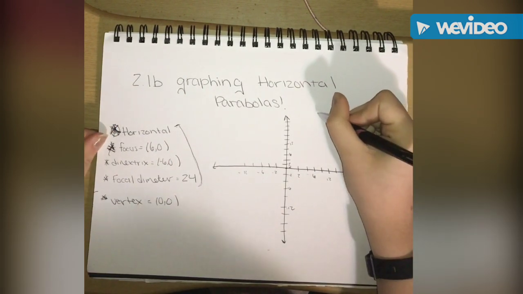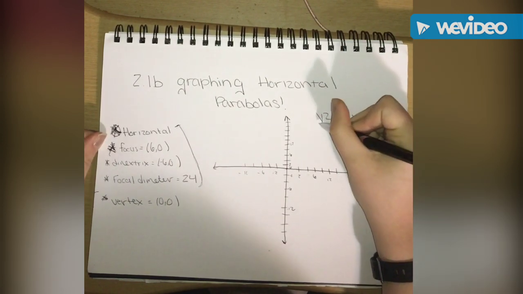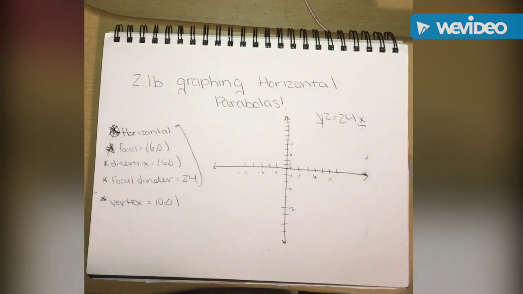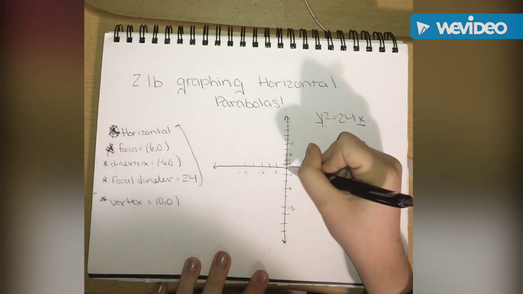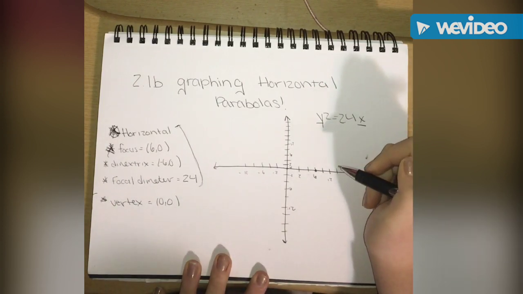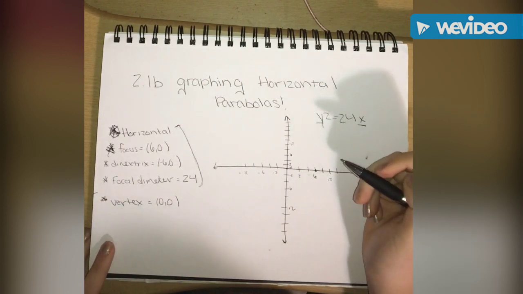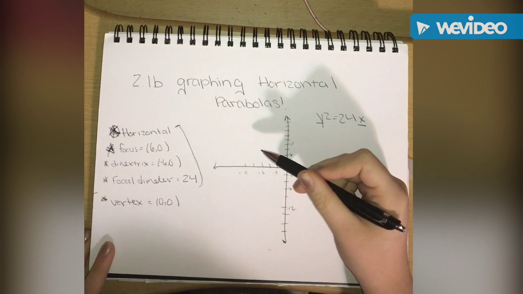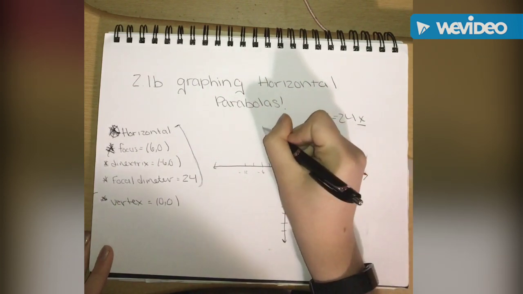We know it's horizontal because the equation is y squared equals 24x, and the x is over here. So your focus is 6, 0. You go over 6 and don't go up any, and then you can label that as your focus with an F. And then you can do your directrix, negative 6, 0. Go over to negative 6.